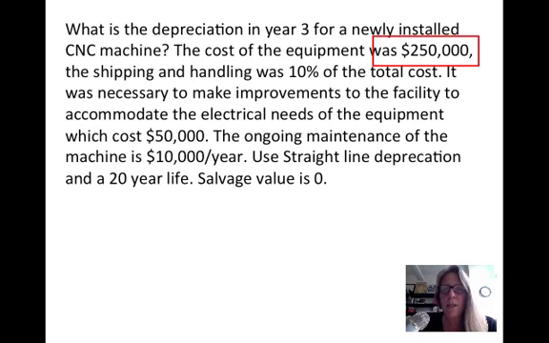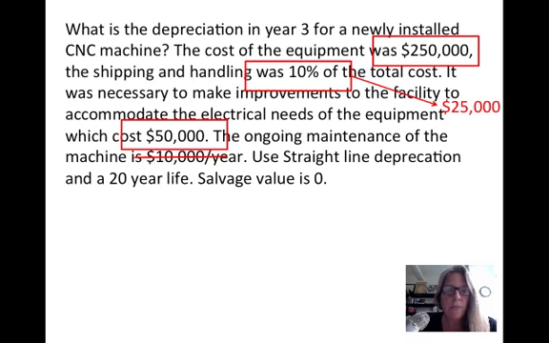So let's look at these costs. The first is the initial cost of $250,000. Now that's the cost of the equipment. That's definitely something that we want to be depreciating. And then the 10% of the shipping and handling, we also need to include that in the depreciable basis, because it was part of the cost of getting the equipment there. So in this case, it's $25,000. In addition, the kinds of changes we had to make in the facility to accommodate the new equipment added $50,000 to the depreciable basis. But this ongoing maintenance is not part of the depreciable basis. That is an ongoing expense that's going to be recurring. It's not included in the depreciation.